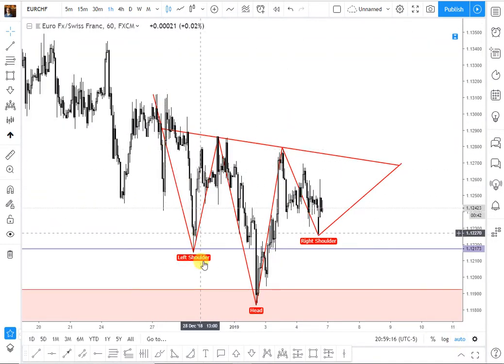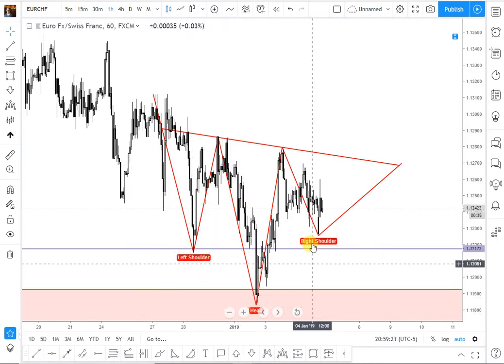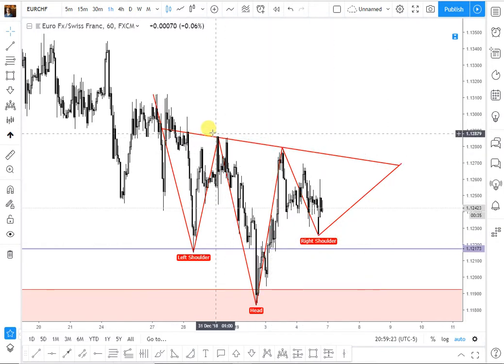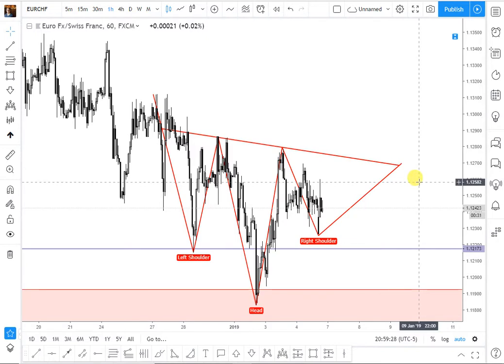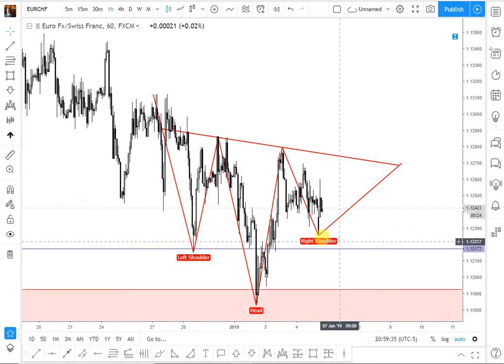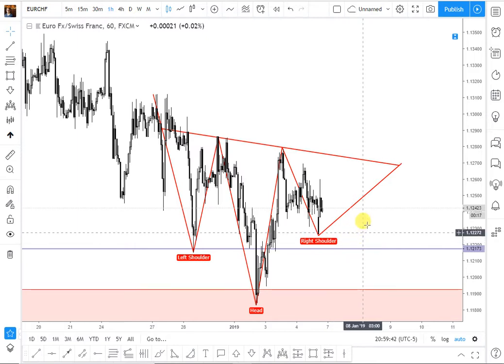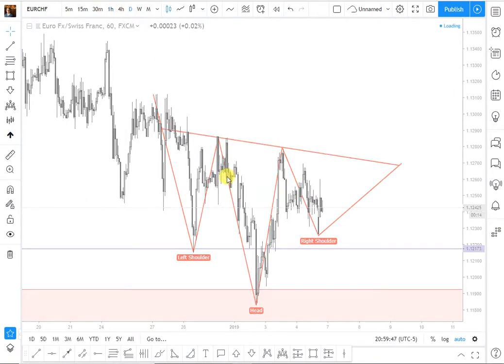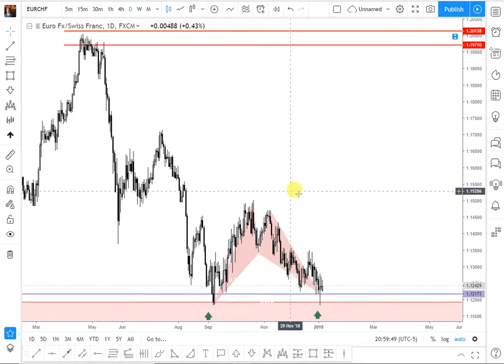because we have here an inverse head and shoulders. This is the left shoulder, head, and this is the right shoulder. I will enter this pair once the neckline breaks, and our stop loss will be in this zone, in this area, at this price level, which is 1.1225.